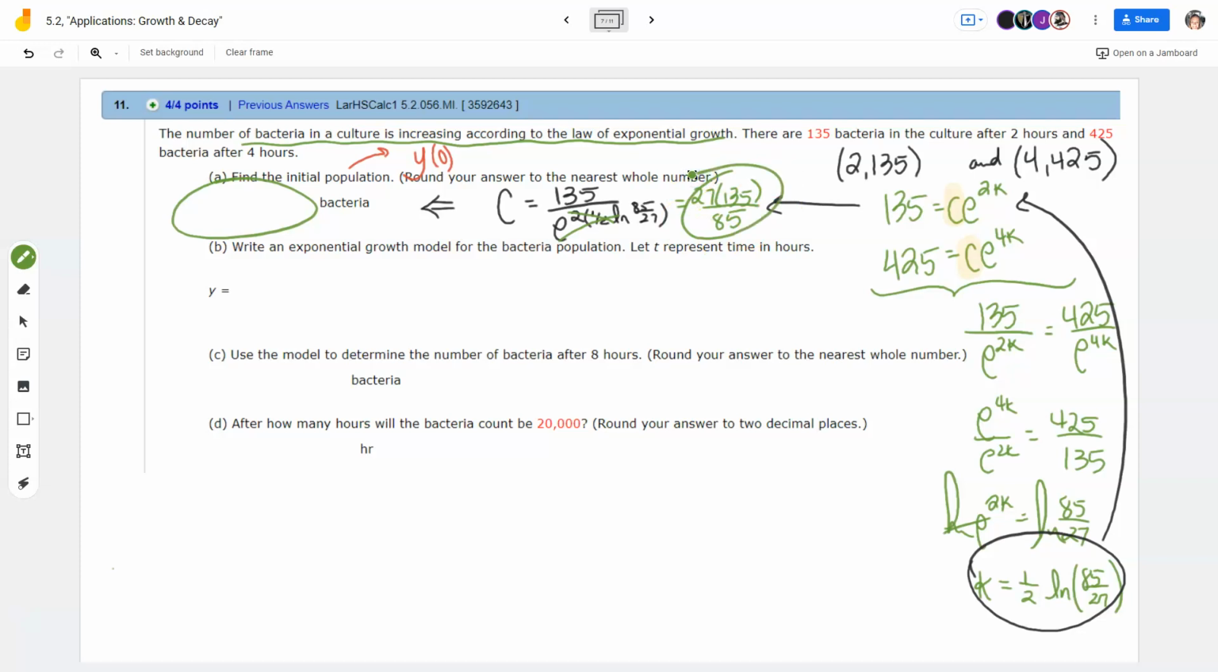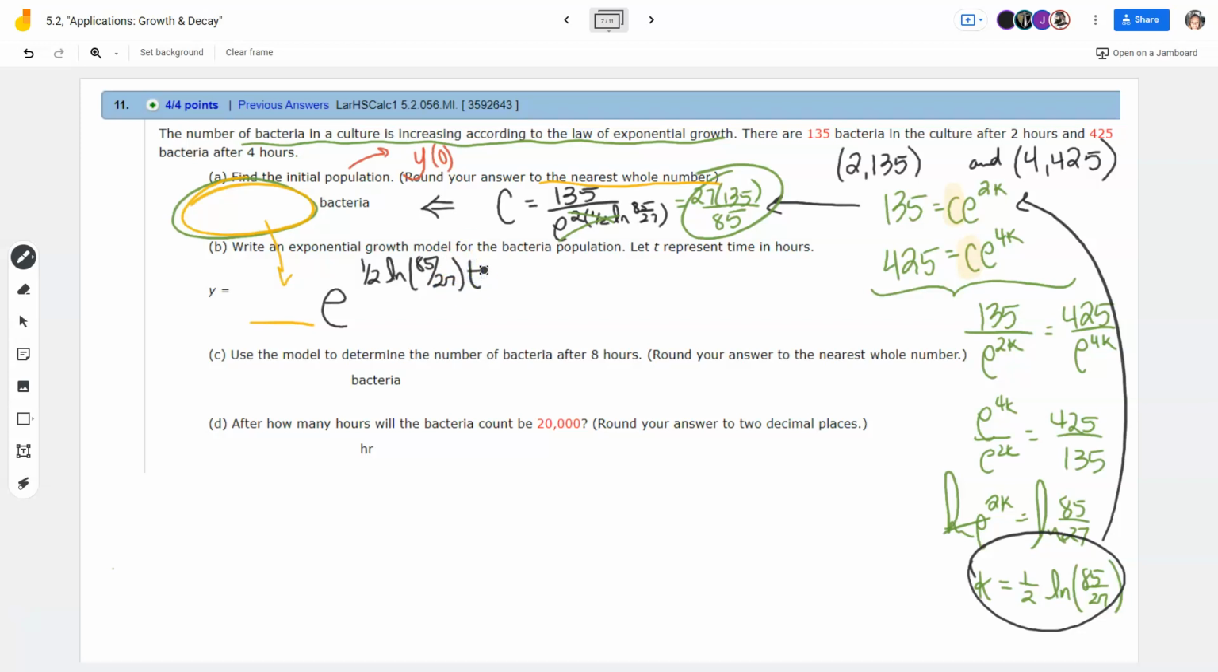I think they went the fraction, if I remember right from Lucas. Oh no, nearest whole number. Never mind. Nearest whole number, so don't forget to do that. Right, an exponential growth model. Well, guys, as soon as you find the c, you're going to be plugging that into the c right before your e to the k, which you already know, which is 1/2 ln 85 over 27, t.